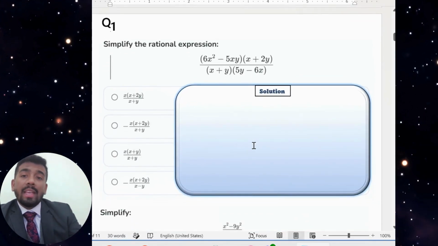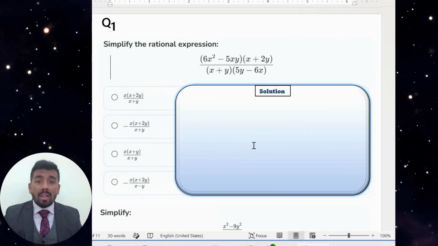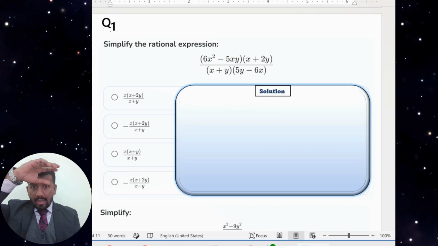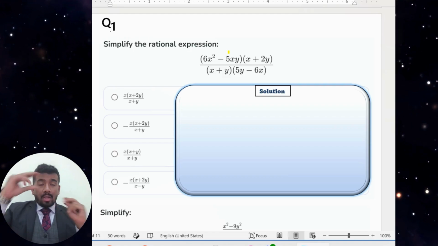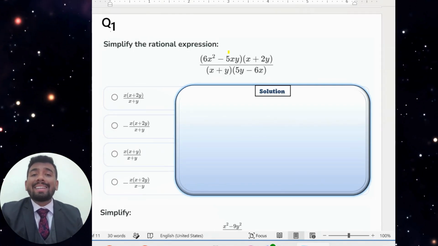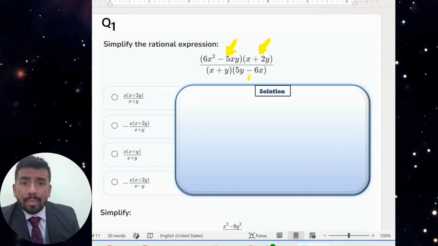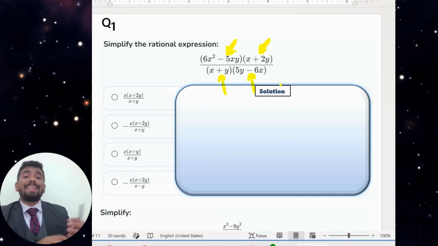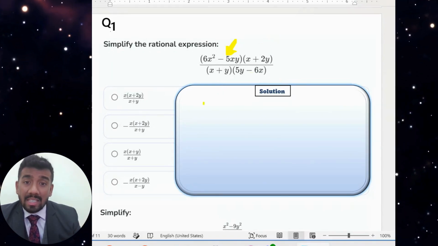Question number one. Simplify the rational expression. What do you mean by simplify? It means you need to cancel. Now what can you cancel? Something from up and something from down. To make it cancel, it has to be the same. Now which one do we need to make the same? Always look for the big term. How many terms do you have? You have one term, two terms, four terms. So there are four brackets. Out of these four brackets, which bracket is the biggest one? Which has more terms? Not this, not this, not this, this one.